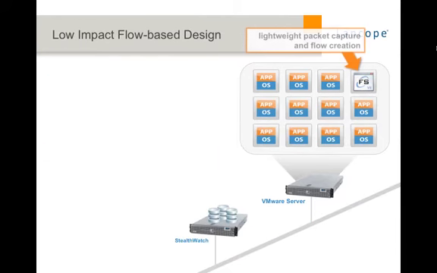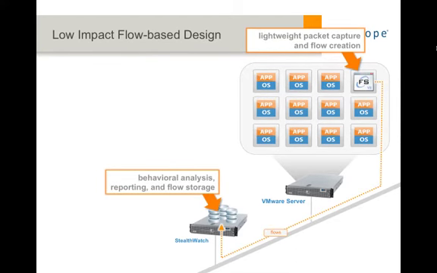The key to this design is that lightweight packet capture and flow creation occur inside the flow sensor, while the heavy behavioral analysis, reporting, and I/O heavy flow storage process occurs inside the StealthWatch flow collector. So this is an out-of-band approach. We do very little analysis and flow creation inside the VMware server, and then do all of the heavy lifting, the heavy analysis, inside our own 1 or 2U network appliance, the StealthWatch flow collector.